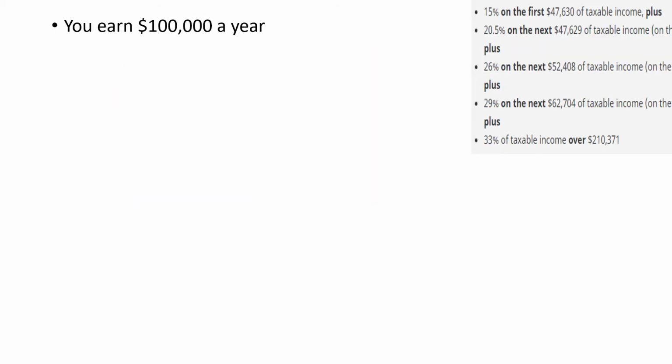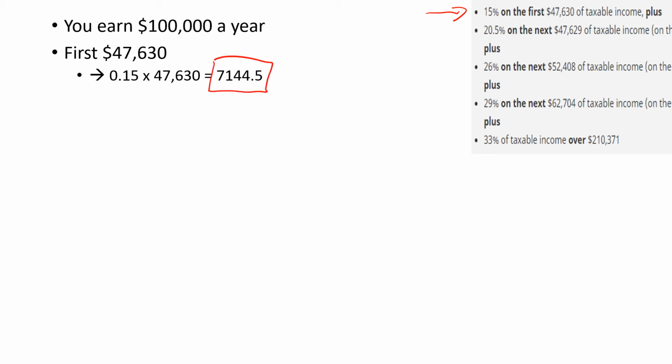Okay, so let's get another practice one right here. If you want, you can put the video on pause, try this one yourself and see if you are correct, and maybe try doing that for a couple of minutes, and then we'll see. So anyways, again, same thing. First $47,000, we pay 15%. This number will always come out to $7,144.50 if we're making over $47,630. So that is our first chunk of money that we have to pay for income tax.